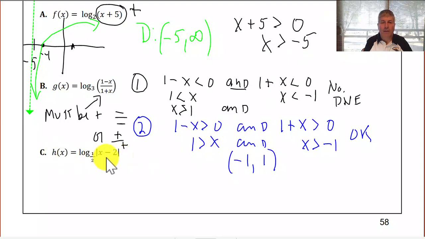And on our final example C, we have the absolute value of x minus 2 has to be positive. Well, the absolute value is going to be positive. So we'll simplify this absolute value as we normally would. We'll say the absolute value of x minus 2 can be greater than 0, or the absolute value of x minus 2 is less than 0.